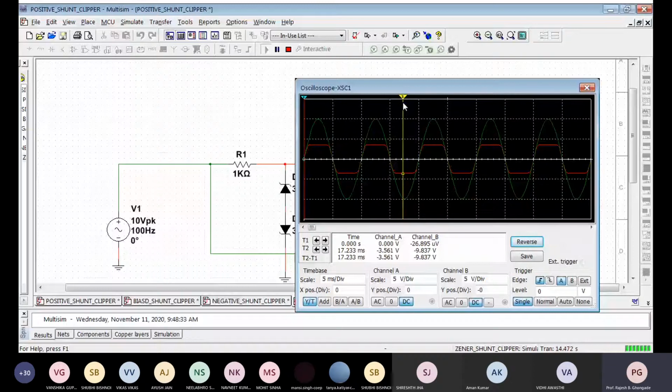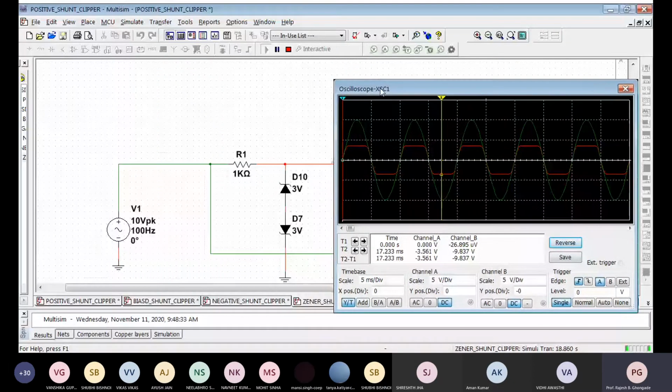Now, a small difference is there. The difference being the actual breakdown voltage of the diode may be a little bit different. At the same time, the forward voltage drop of the Zener diode may be slightly different. That is the reason for the difference over here. That is 3.5 volts here and minus 3.5 volts over here. Okay? All right.